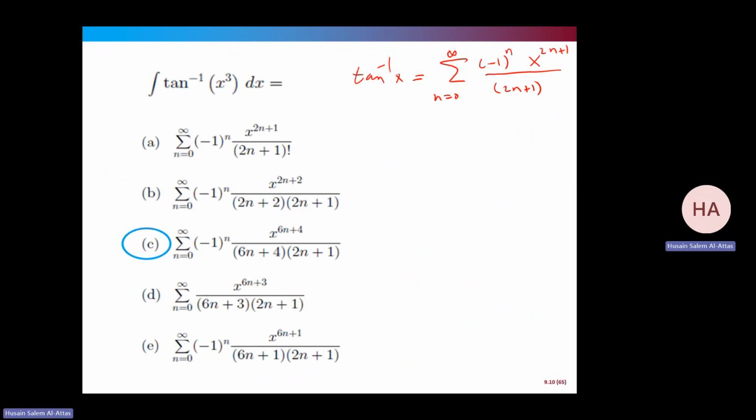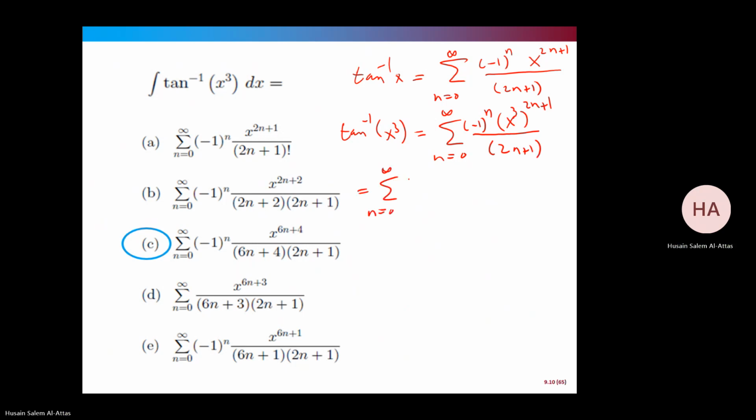What I want is tan inverse, but instead of x, I have x cubed. That will be summation n equals 0 to infinity, minus 1 to the power n, x cubed all to the power 2n plus 1 over 2n plus 1. That will be summation minus 1 to the power n over 2n plus 1, and you have x to the power 6n plus 3.